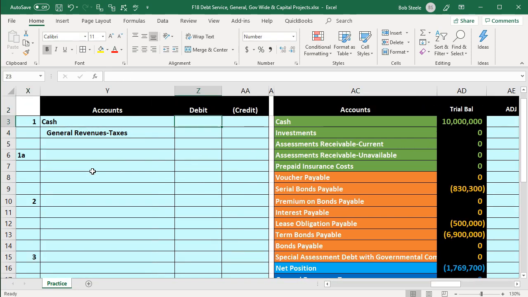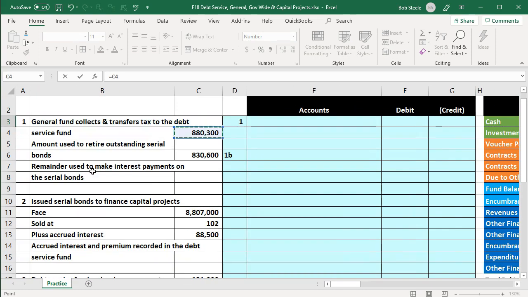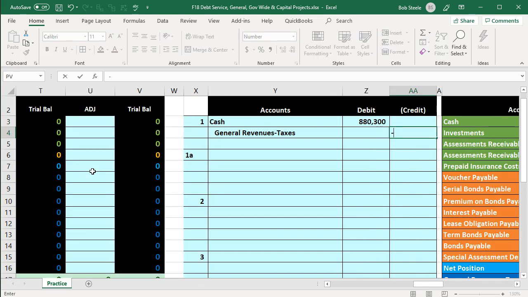And so we're going to pick up the amount. I'm in C3. We're going to say equals and scroll back over to our data. We're going to pick up the 880,300. That'll be the debit and that'll be the credit. So that's going to be the first transaction we have.